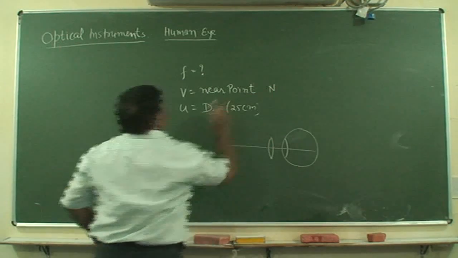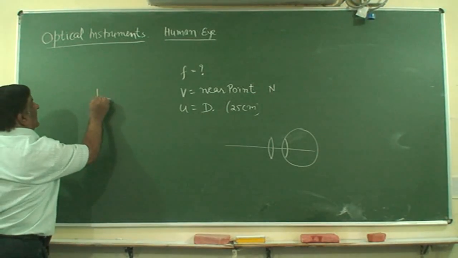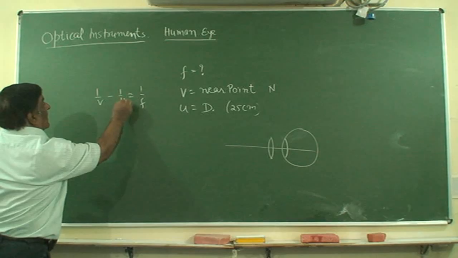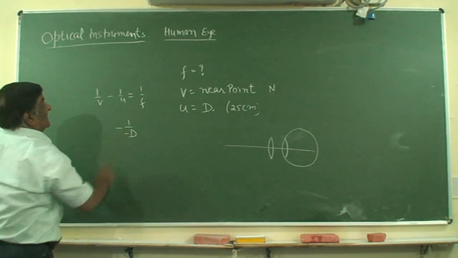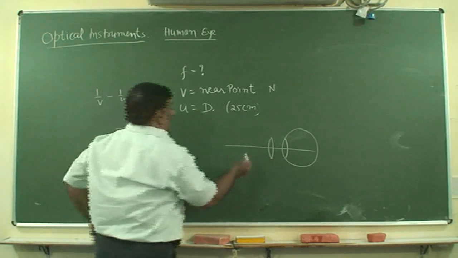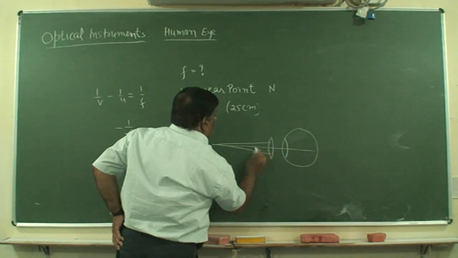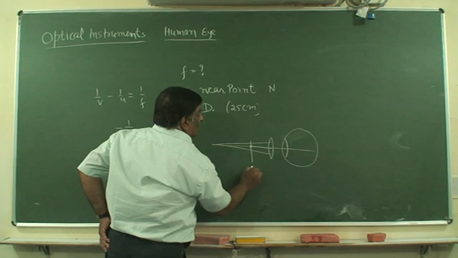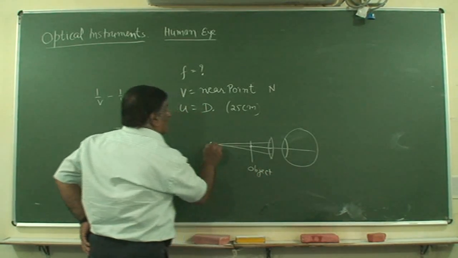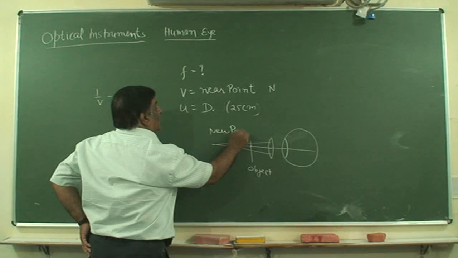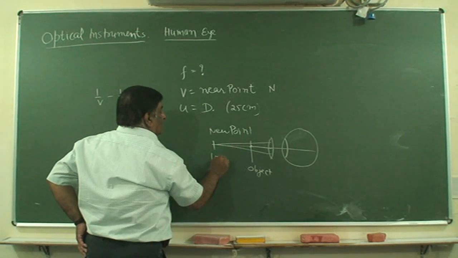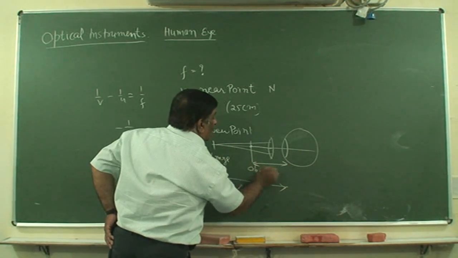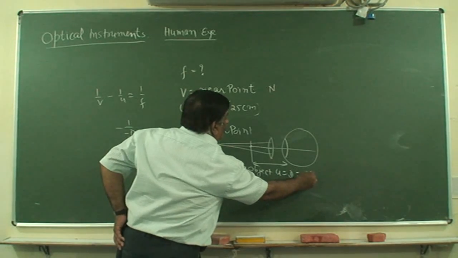Near point, let it be N. Then how do we set it? We set it again, 1 upon V minus 1 upon U is equal to 1 upon F. Now here 1 upon U will be D. Okay, here we have put the object. Object is here, our book is here. And this is near point. Here we must form the image. So this distance will be V, and this distance will be U, and U is equal to D.